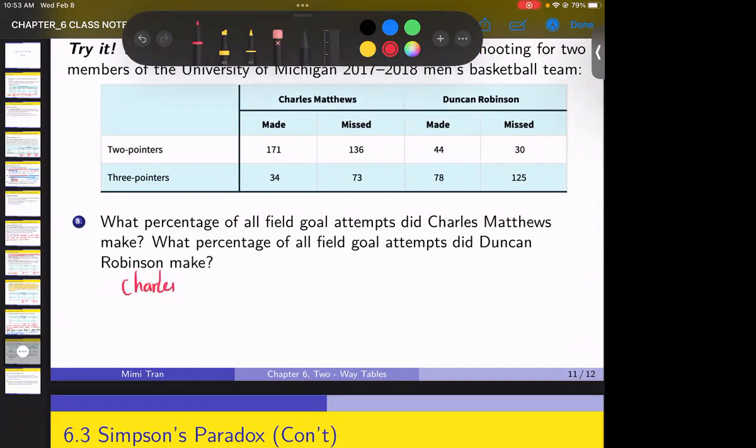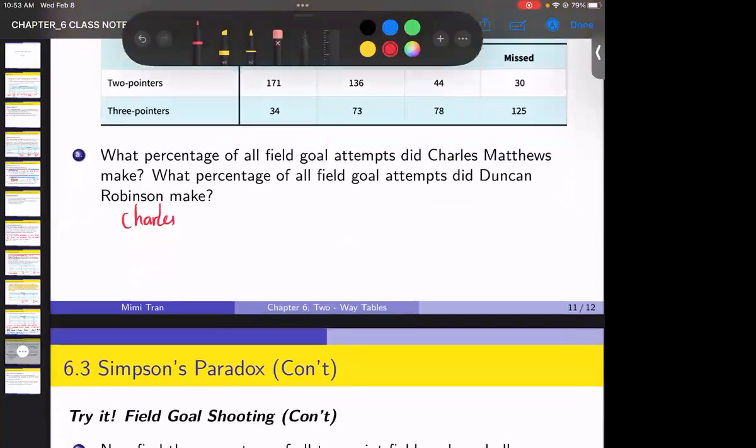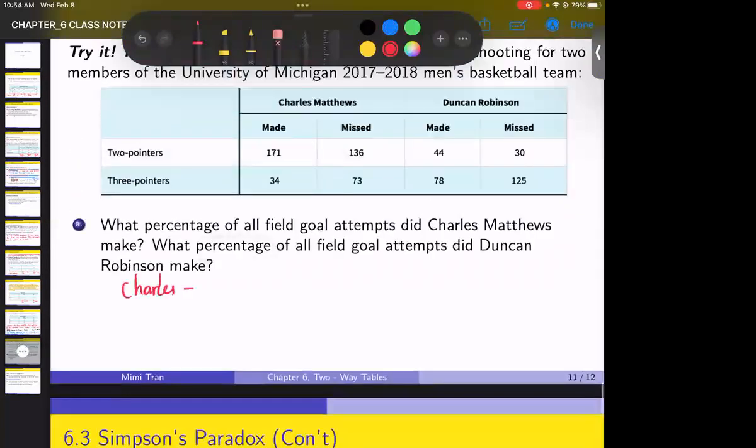One thing you should know about mathematicians, they're very lazy. That's where the notation comes from. Right? Charles. All right, so can someone tell me the percent Charles made? So this is made. I'm not talking about missed. It will be equal to what? The made column, right? The made column is right there. 2 shot and 3 shot.